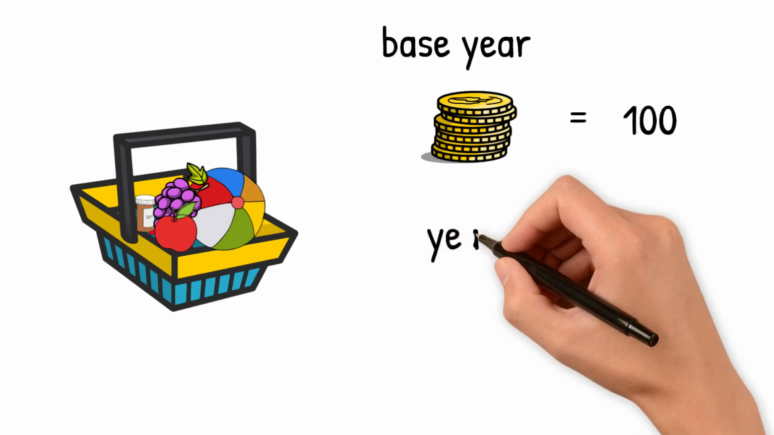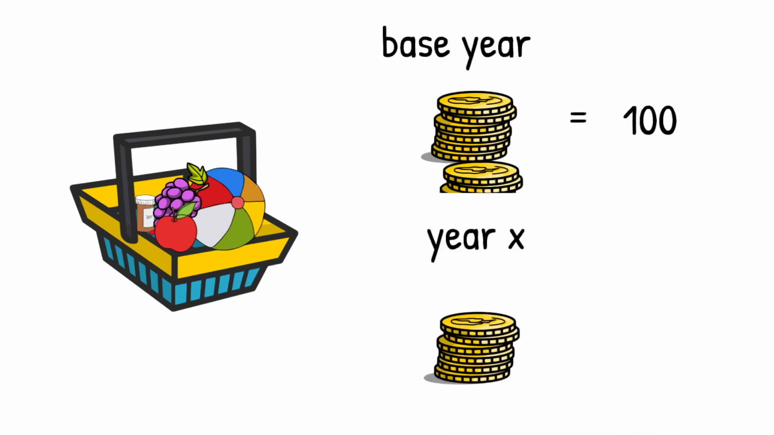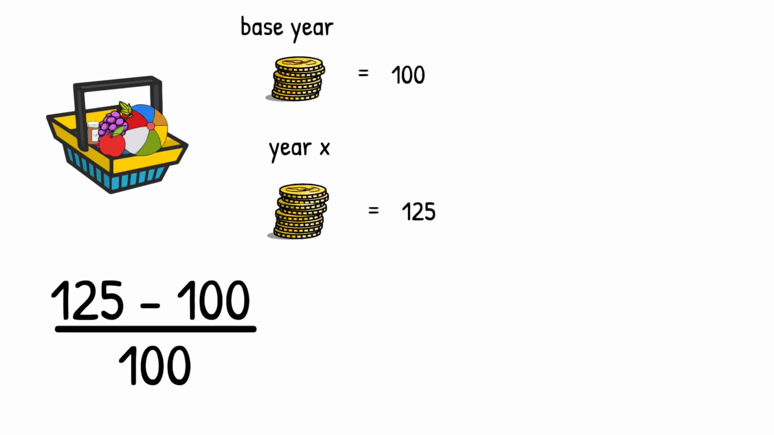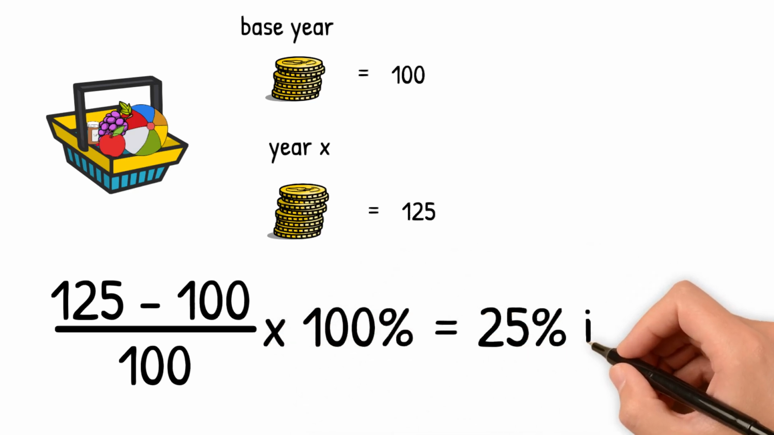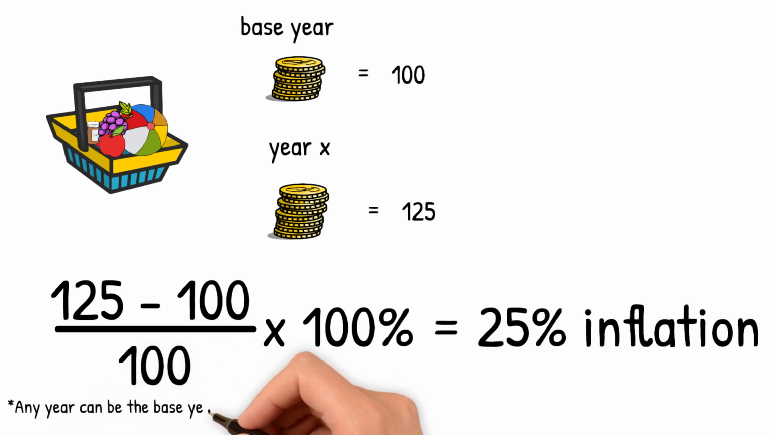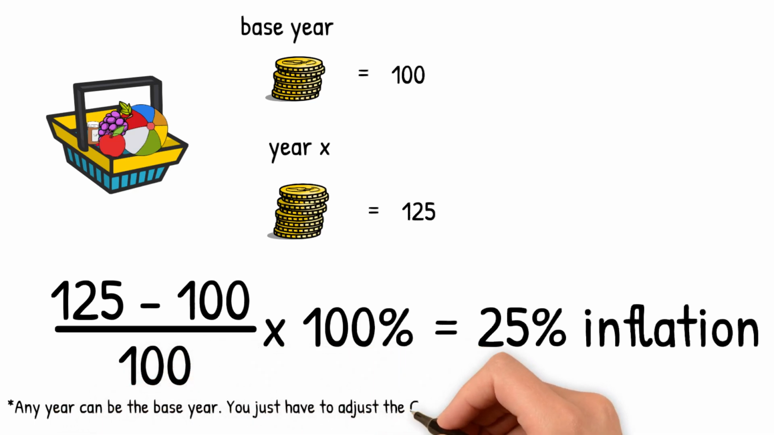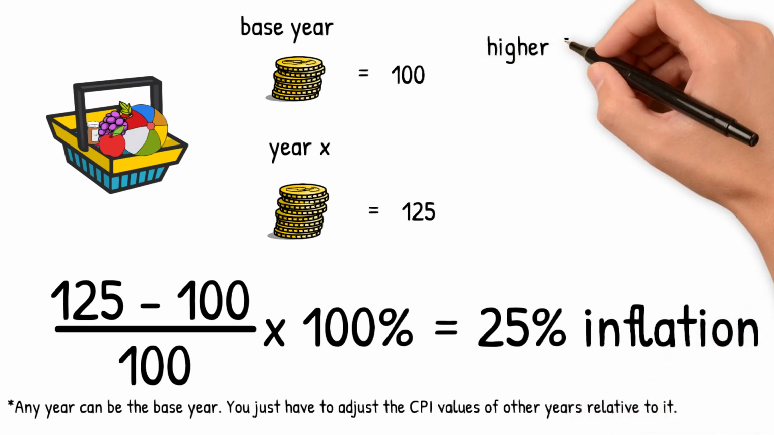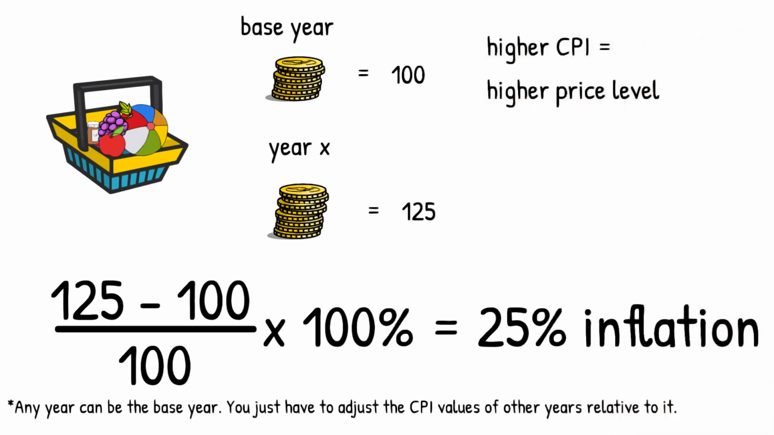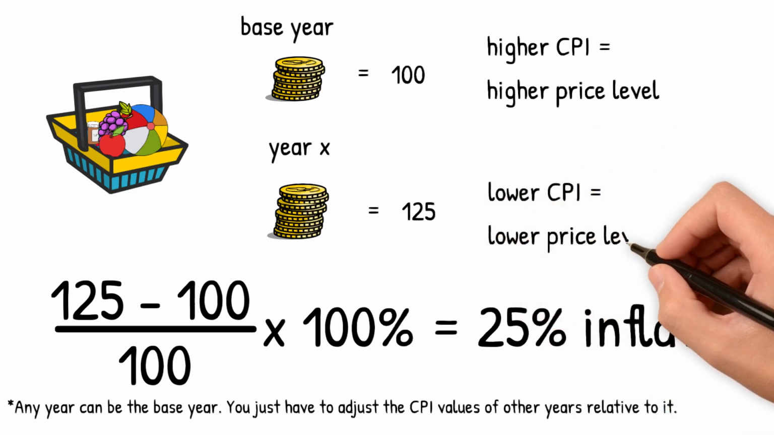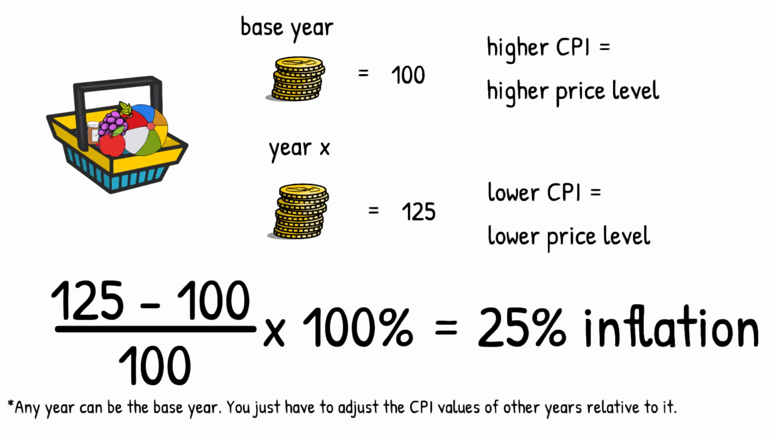The CPI value of all other years is calculated relative to the price level of the base year. So, if we see a CPI index of 125, it means that relative to the base year, the price of the basket of goods and services has increased by 25%. In other words, a 25% inflation has occurred. Thus, if a year has a CPI value that is higher than 100, its price level is higher than that of the base year. And if a year has a CPI value that is lower than 100, its price level is lower than that of the base year.